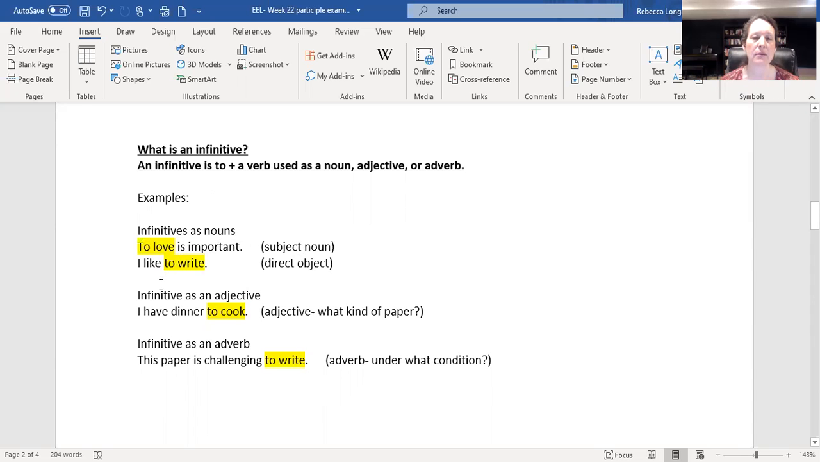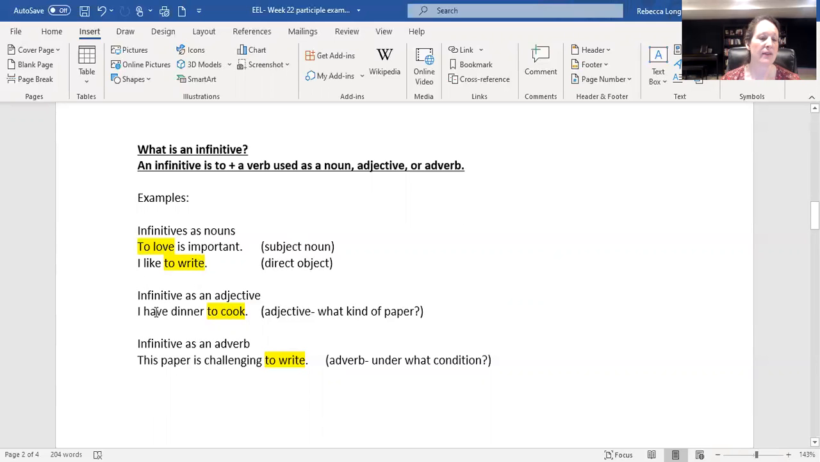I like to write. I like what? To write. There's not an action happening here. We're just naming something. We're naming what we like. So this is a direct object. I like to write, an infinitive used as a noun, to love or to write. And remember, those nouns have all different kinds of jobs that they can do in a sentence. Here is an example, a subject noun and a direct object. They're both naming things. This verb isn't an action word here, it's a naming word. So that's why it's called an infinitive.